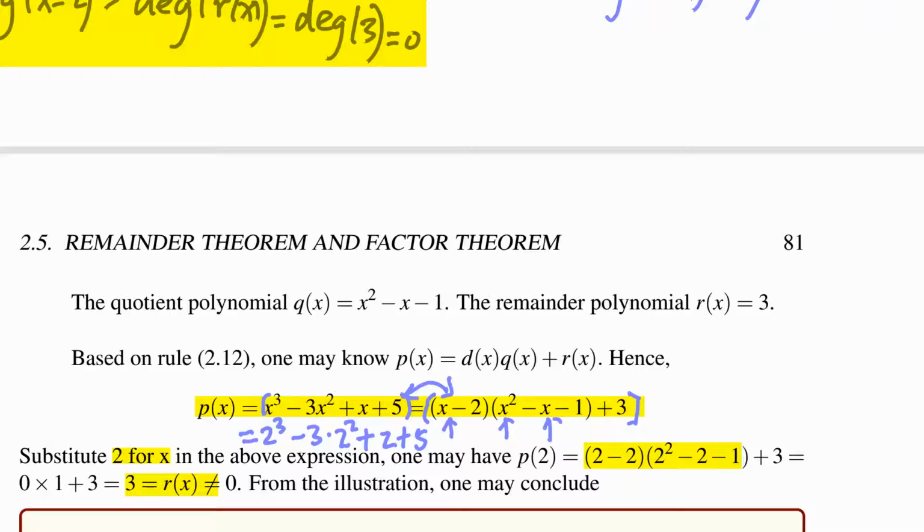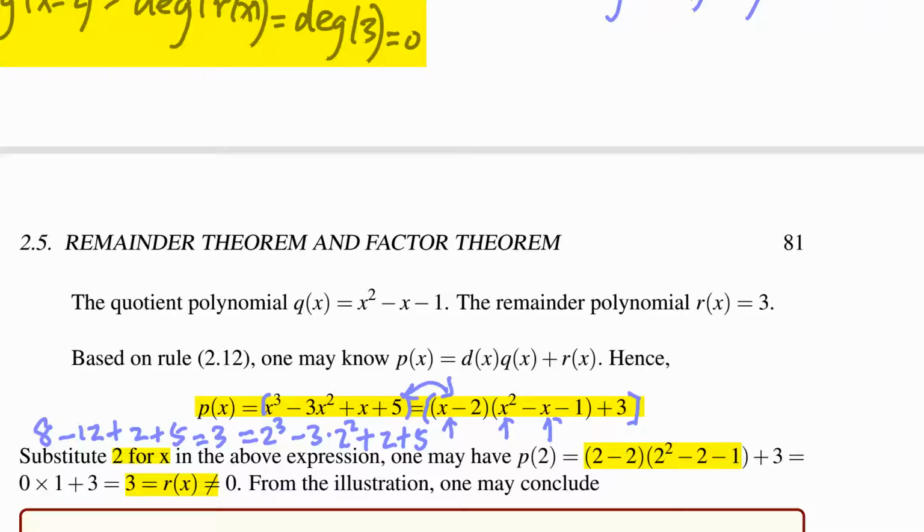Do you really get 3? Sure thing. 2 cubed is 8. 3 times 2 squared is 12. Plus 2, plus 5. That will be 3 for sure. You see, 8 plus 2 is 10, plus 5 is 15, minus 12 is 3.